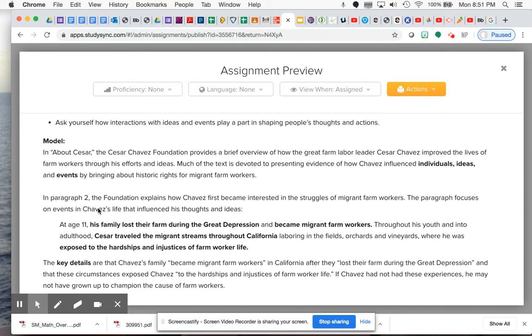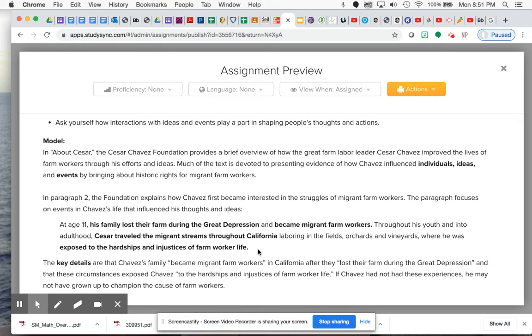In paragraph 2, the foundation explains how Chavez first became interested in the struggles of migrant farm workers. The paragraph focuses on events in Chavez's life that influenced his own thoughts and ideas. At age 11, his family lost their farm during the Great Depression and became migrant farm workers. Throughout his youth and into adulthood, Cesar traveled the migrant streams throughout California, laboring in the fields, orchards, and vineyards, where he was exposed to the hardships and injustices of farm worker life.